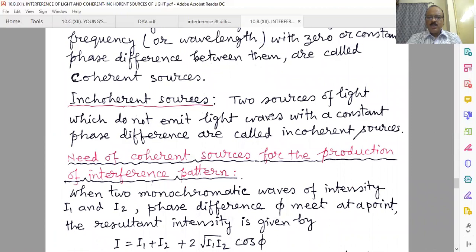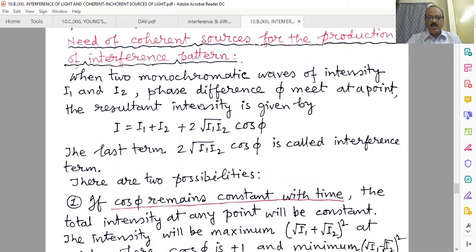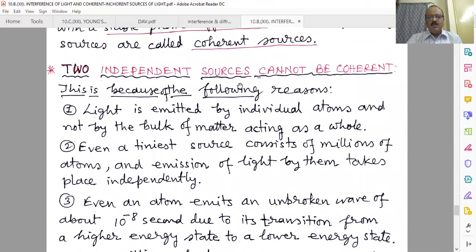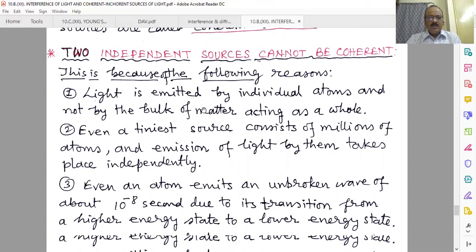And incoherent sources are two sources of light which do not emit light waves with a constant phase difference. These topics we have already learned in your previous classes. I have just recapitulated it. Now, the two independent sources cannot be coherent. This is because of the following reasons.